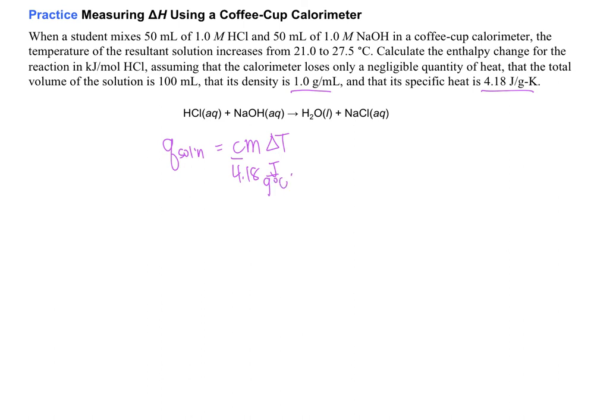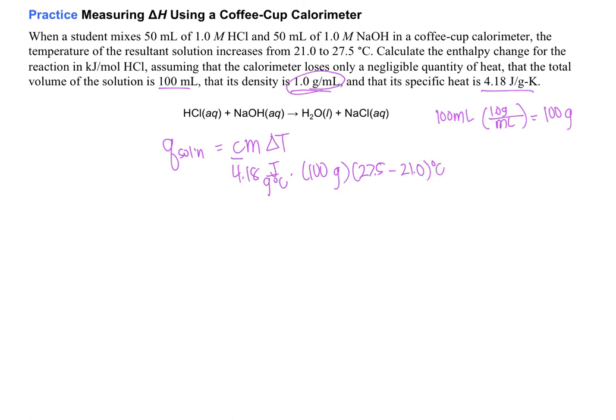Now my mass. My total volume is 100 milliliters, but I need my mass in grams. So I'm going to use the density, which is conveniently 1 gram per milliliter. So I have 100 grams of solution. Convenient. So 100 grams is my mass. Now my delta T goes from 22.1 to 27.5, so I'm going to say 27.5 degrees Celsius minus 22.1 degrees Celsius.